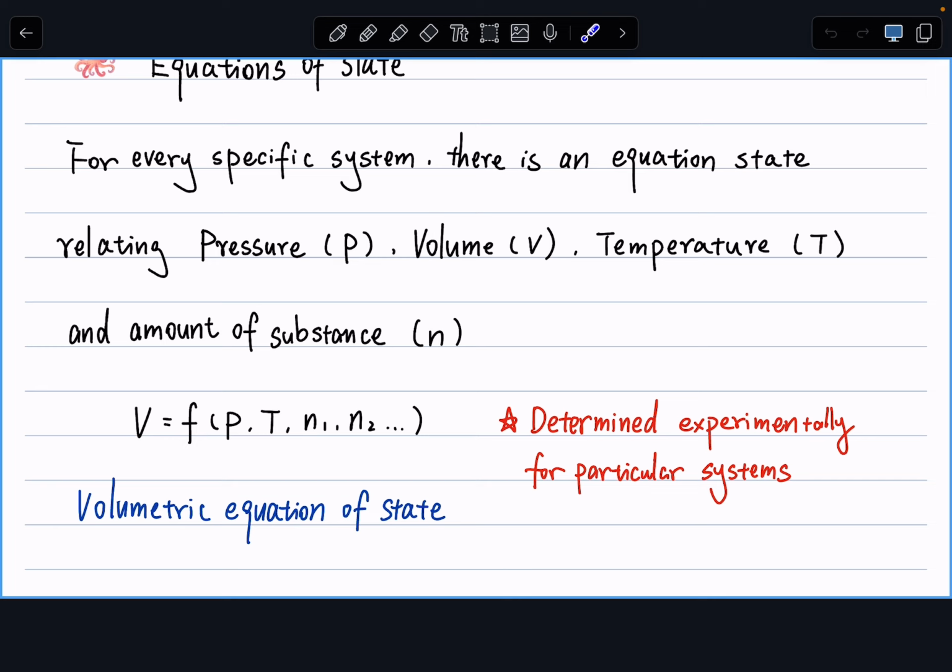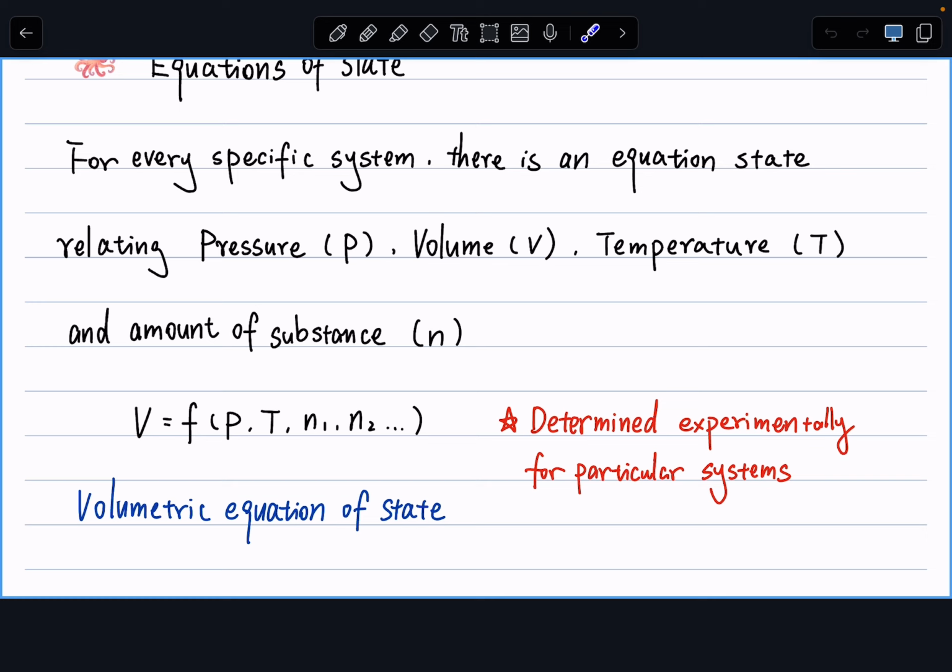Now, state function is something else that Dr. Wu will introduce in our next lecture. So do not confuse these two terms. Equation of state is a function that describes the relationship of these macroscopic properties: volume, pressure, temperature, etc.